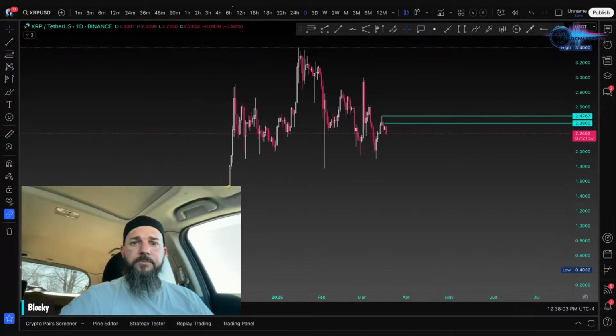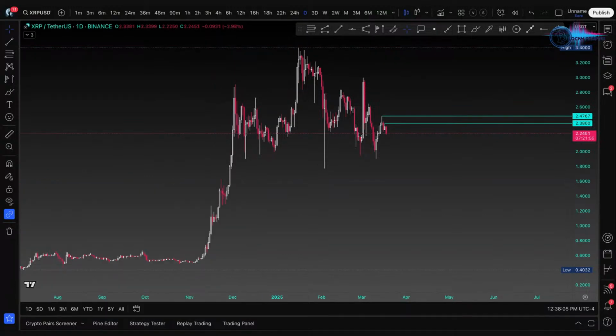So that's pretty much Bitcoin. Just waiting for some. Yeah, I think it starts coming down a little more, in my opinion.